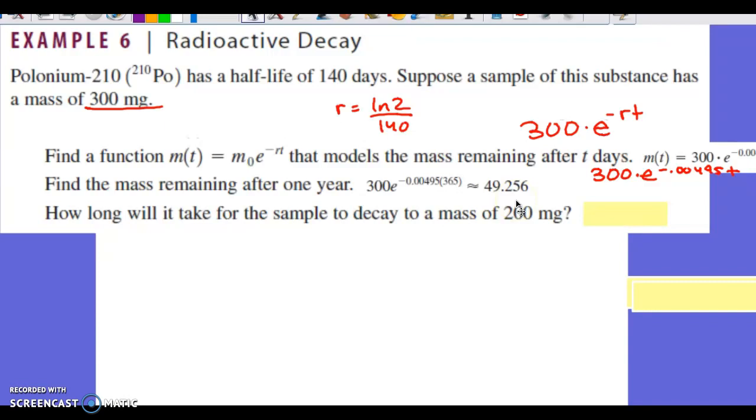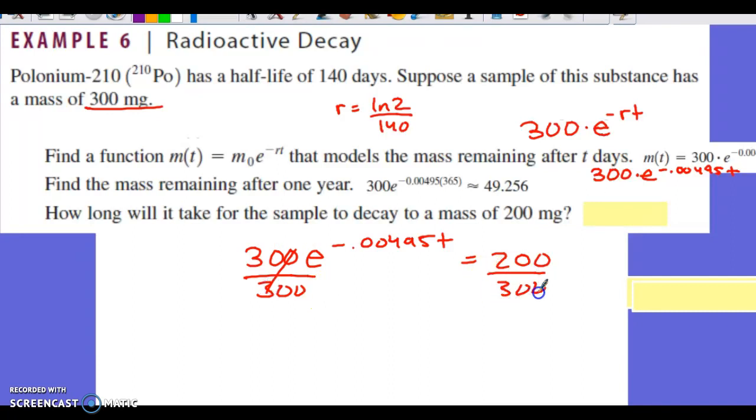If you want to know how long it will take for the sample to decay to a certain amount, then we're going to set up an equation. I'm going to start with my equation that I came up with, and set that equal to 200. Divide both sides by 300. So that gives me 2/3. I'm going to take the ln on both sides, which is going to leave me with just this decimal.